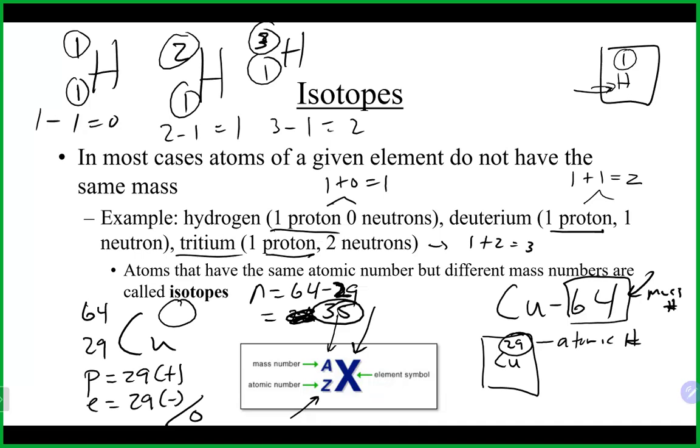I got one of the numbers right. That was not bad, I thought. So yeah, so it should definitely be 35 in that case. Any questions on that there?